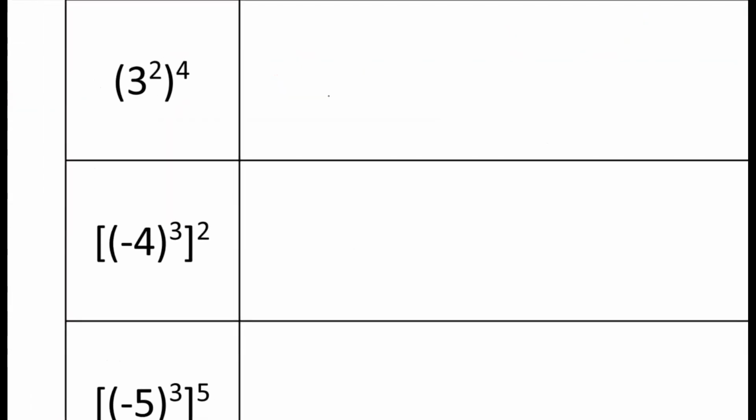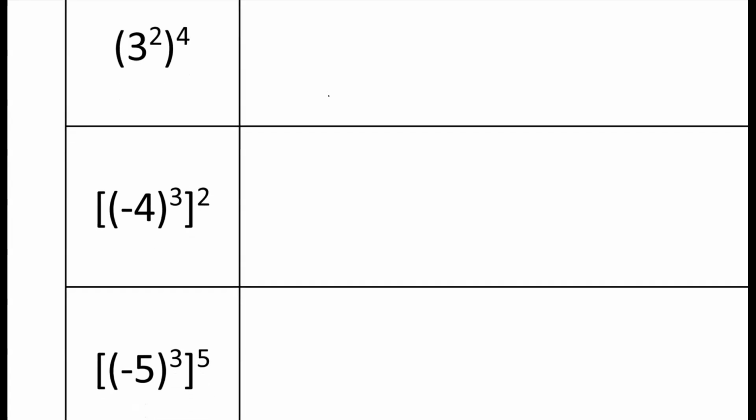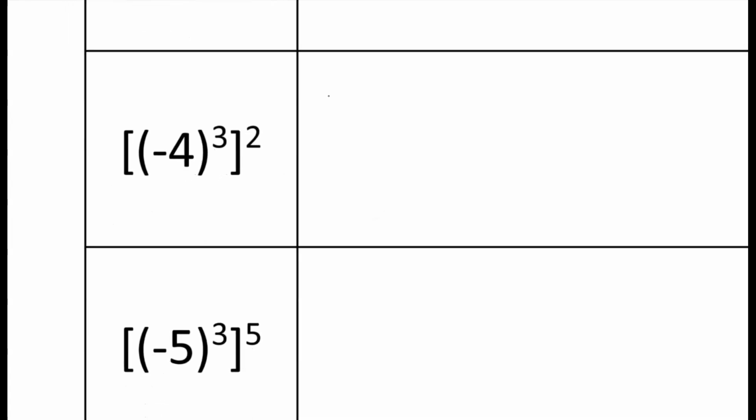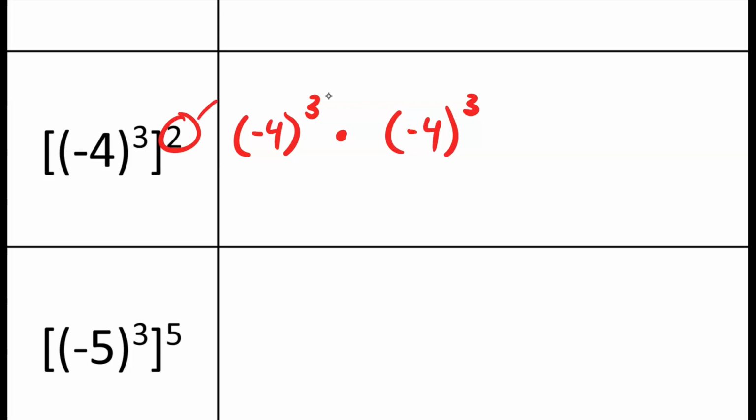The second one here I'm going to leave for you to complete on your own. And the third one, we have inside the brackets -4 to the power of 3 and a power of 2 on the outside of the brackets. So when we write this out, we have -4 in the brackets to the power of 3 multiplied by -4 inside the brackets to the power of 3, because the exponent of 2 means that you're writing this out twice.